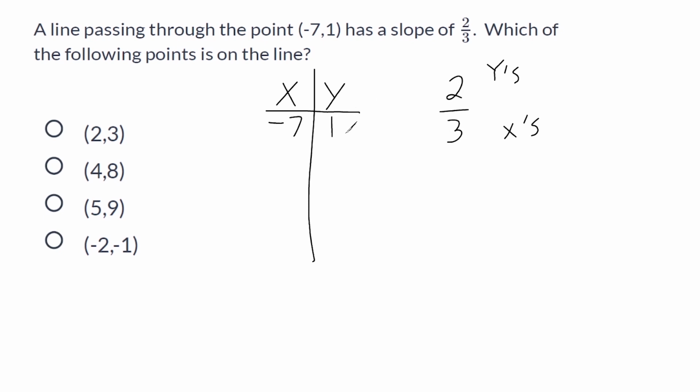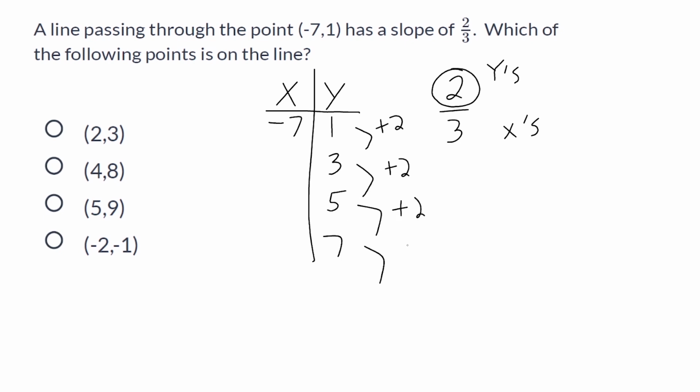And the reason we're going to add 2 is because this is a positive slope. So let's go ahead and change our y values by +2. So if we add 2 to that, that would give us 3. If we add another 2 to that, that would give us 5. If we add another 2 to that, that would give us 7. And another 2 would give us 9.